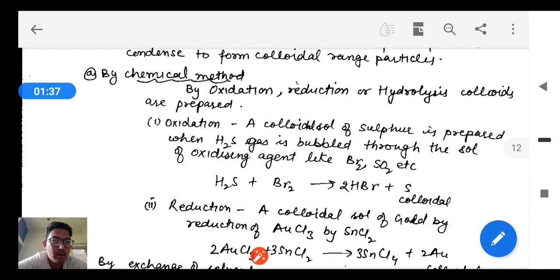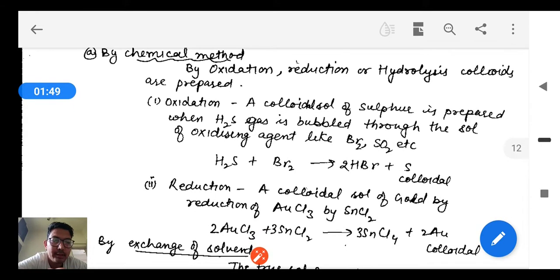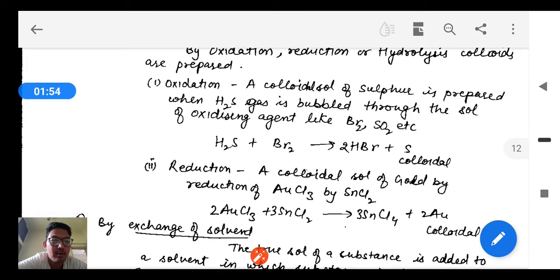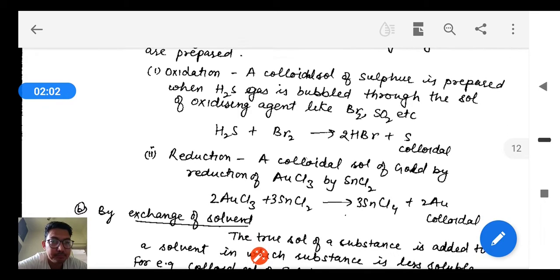Okay, so H2S gas is bubbled through the sol of oxidizing agents like bromine or SO2. So when this gas is passed, then hydrogen bromide gets separated and sulfur colloids are formed. Okay, and the colloidal solution of sulfur is also a multimolecular form of colloid. In the last lecture we have studied this.